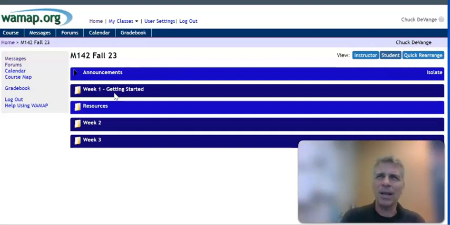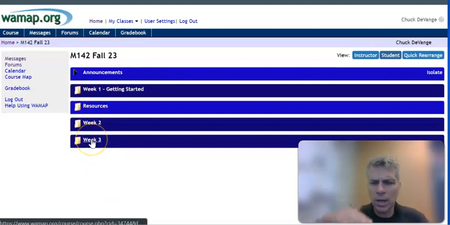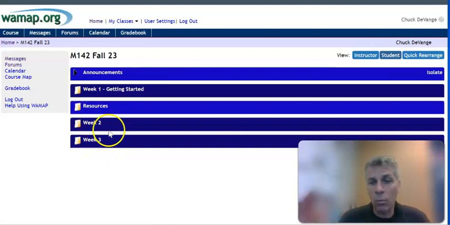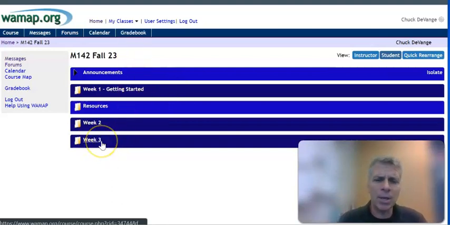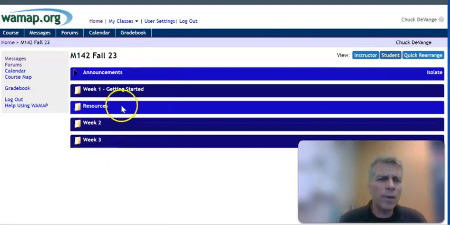So here is the structure. You can see the weeks. I will release things 2 weeks ahead of time in case you want to work ahead. The only things you can't do before the due dates are the midterm and the final.